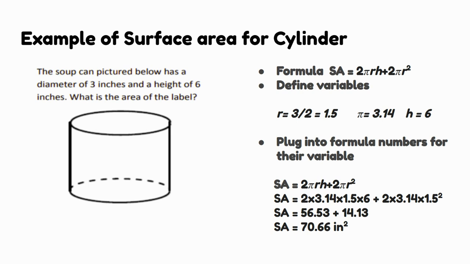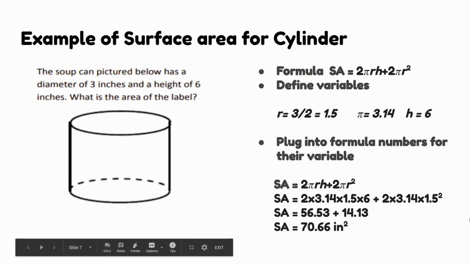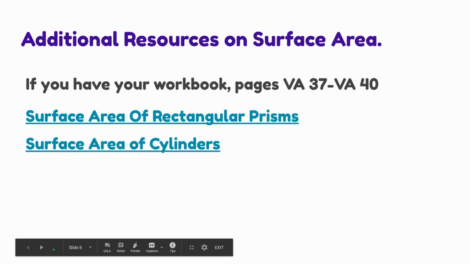So we plug the numbers into the formula for the variables. For 2 pi r h, we're going to get 2 times 3.14 times 1.5 times 6. When we're adding that to 2 times pi times r squared, we're going to get 2 times 3.14 times 1.5 squared. We get 56.52 added to 14.13. You get 70.66 inches squared.